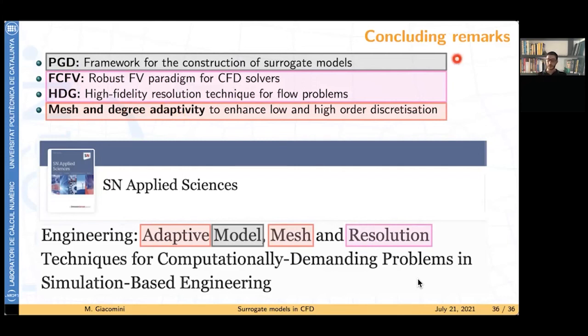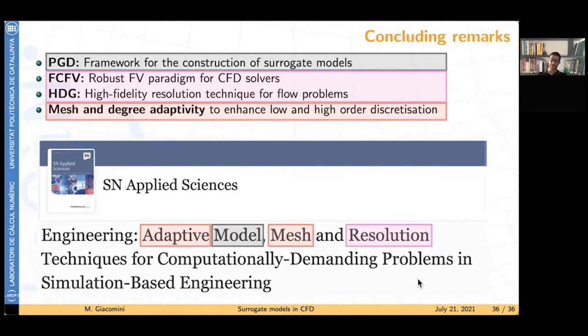But these three topics are basically the three main keywords of this topical collection that I'm editing with Enrique Nadal. So PGD, proper generalized decomposition, to construct reduced models and adaptive models. Face-centered finite volume and hybridizable discontinuous Galerkin are two examples of resolution techniques that may be employed for such problems. And mesh and degree adaptivity, of course, rely on the construction of adapted meshes or adapted polynomial distribution.